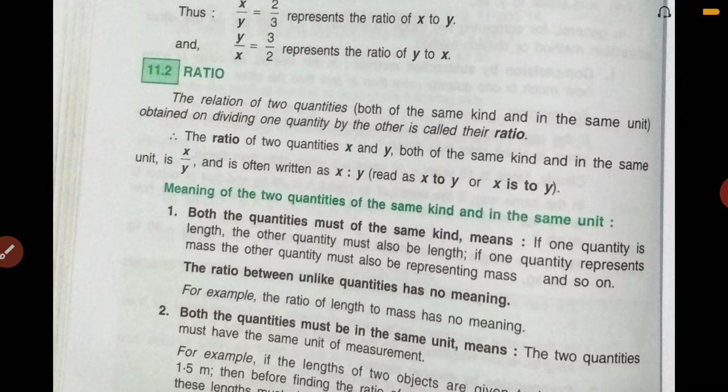The relation of two quantities, both of the same kind, is very important. Both of the same kind means you can compare two heights, or time, or weight, but you cannot compare two different things. Like I cannot compare the number of girls in the class and the weight, right? So I have to compare the number of girls with the number of girls of another class. Since you are in class 6, you cannot be compared with class 12 girls, right?